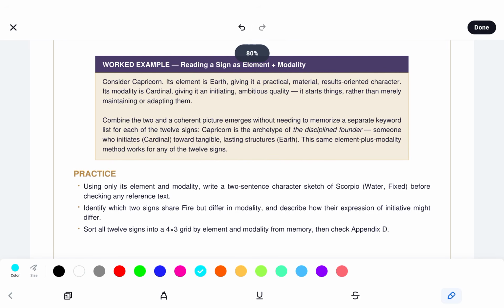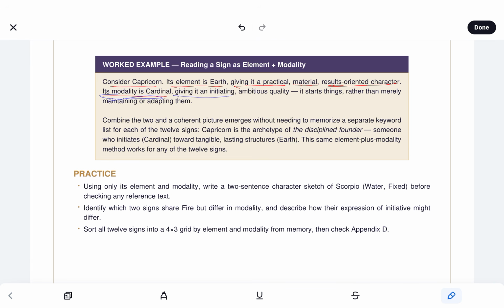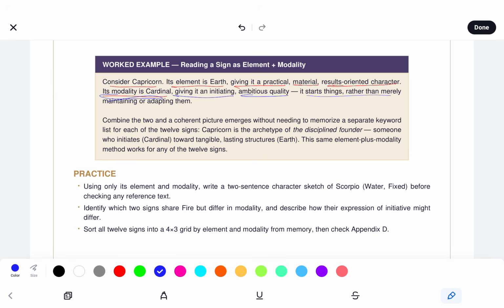And for this worked example, reading a sign as element and modality, consider Capricorn. Its element is earth, giving it a practical, material, results-oriented character. Its modality is cardinal, giving it an initiating, ambitious quality. It starts things rather than merely maintaining or adapting them.